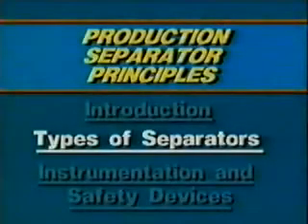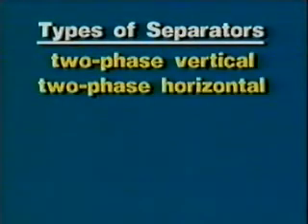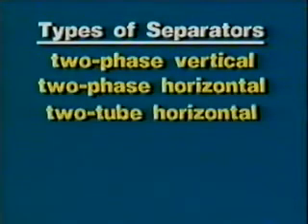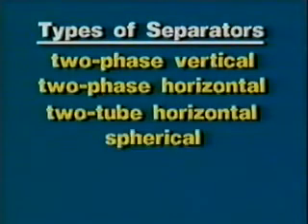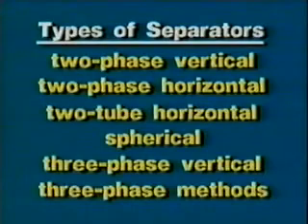This is the second section in the Production Separator Principles module. Section 2 will cover the various types of separators in the field, including two-phase vertical, two-phase horizontal, two-tube horizontal, spherical, three-phase vertical, and also some other three-phase methods.